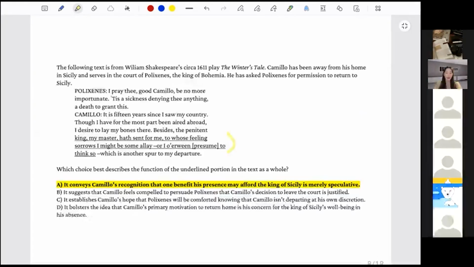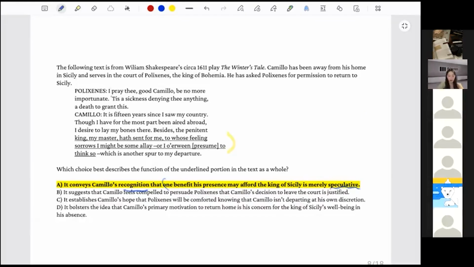It is a pretty accurate speculation because the king has indeed asked for him, but it isn't 100% guaranteed that his presence will definitely comfort or relieve the king. That's what he assumes, and that's what he hopes will be true. So he is recognizing that one benefit to him returning to Sicily is actually speculative, is what A is saying. And that's why A is the right answer to this question.